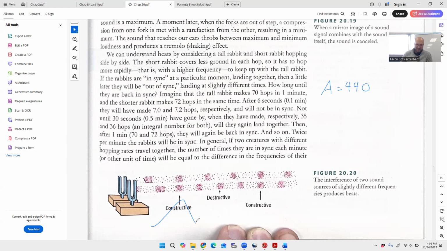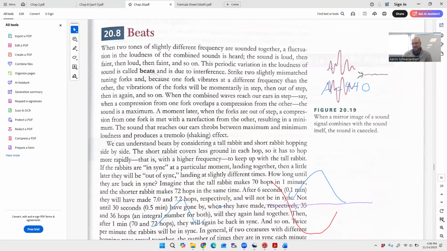But where it's destructive, I've got a plus and a minus. So I've got essentially one wave up and another wave down. And when I add these two waves together, I get 0. Well, because they're not quite the same period, we get this constructive and destructive interference pattern that looks something like this.